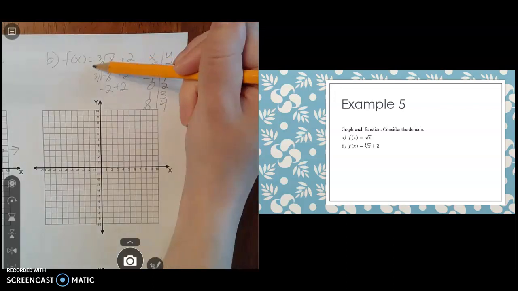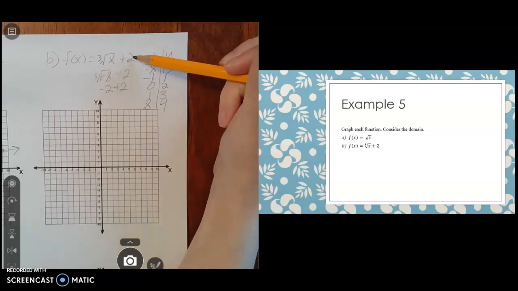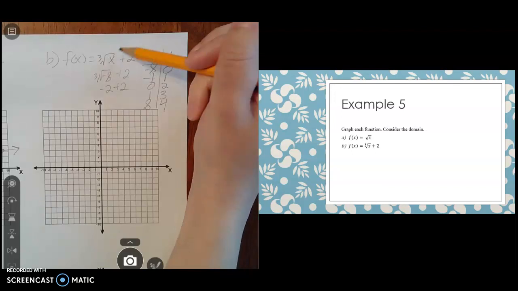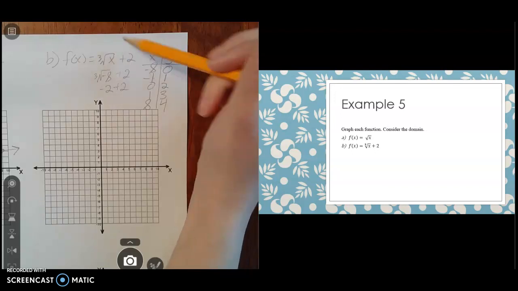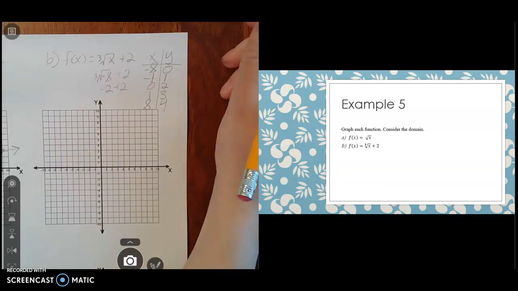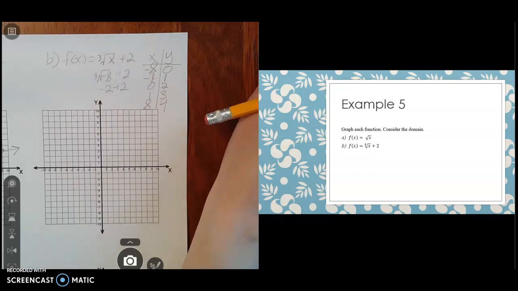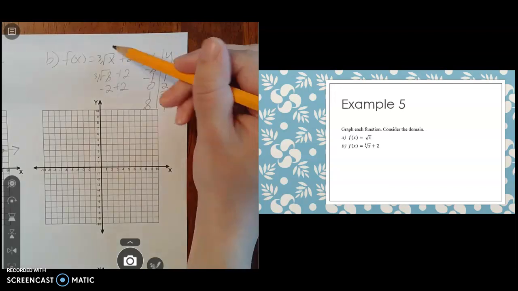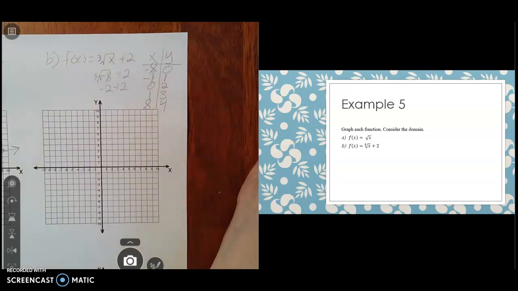You'll notice that I'm doing the cube root first, and I'm adding second because I'm going to follow order of operations, and adding comes last. The cube root, it actually will be on the same level of order of operations as exponents, just to let you know. Okay? So those will definitely come before adding.